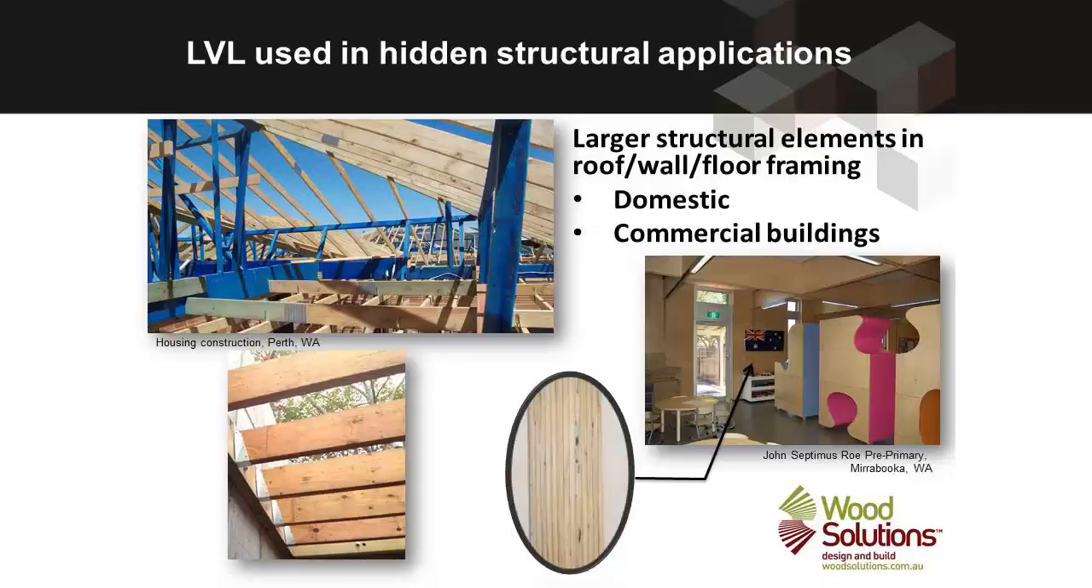The photo shows it used in a timber-framed roof where it's not going to be seen, and it's the bright blue material you can see in that picture. In the right-hand photo, the laminated veneer lumber is on show where you can see the edge of each laminated veneer lumber member as an architectural feature in that particular building.